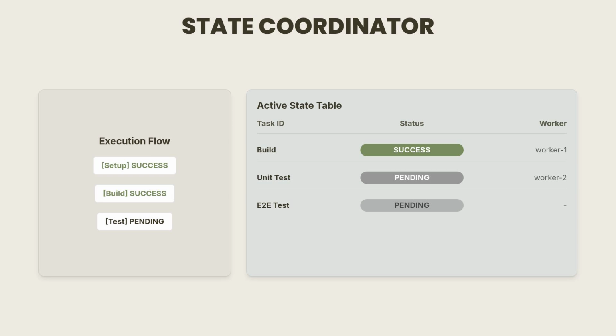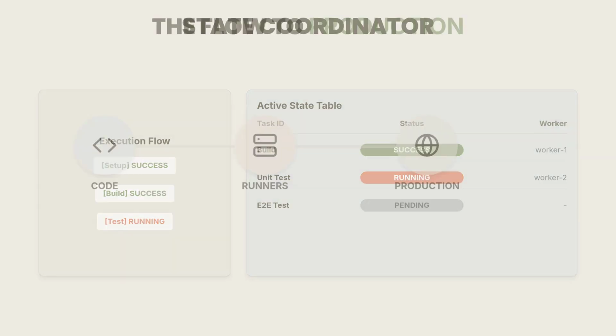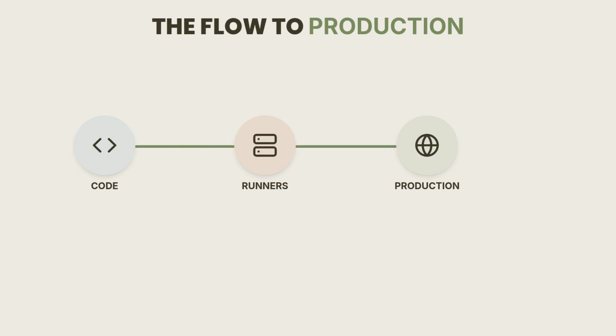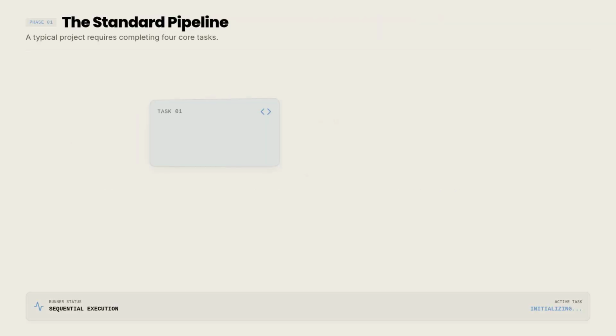Today, we are going to build one in our minds. We will decode the execution graph, map out the state coordinator, and see exactly how modern runners manage the chaotic flow of code to production. Let's start with a straightforward setup.